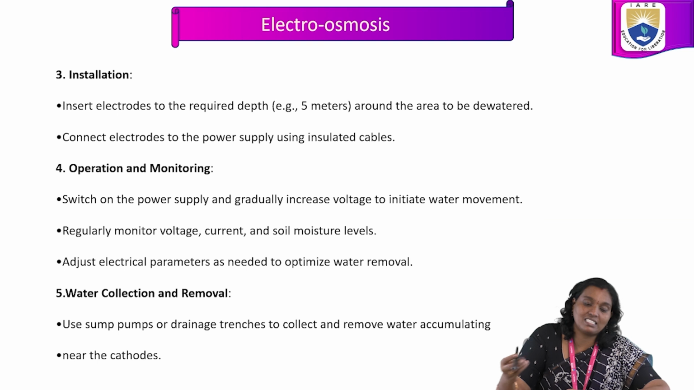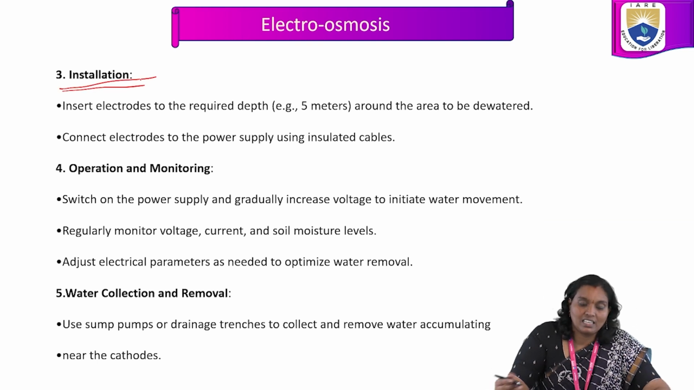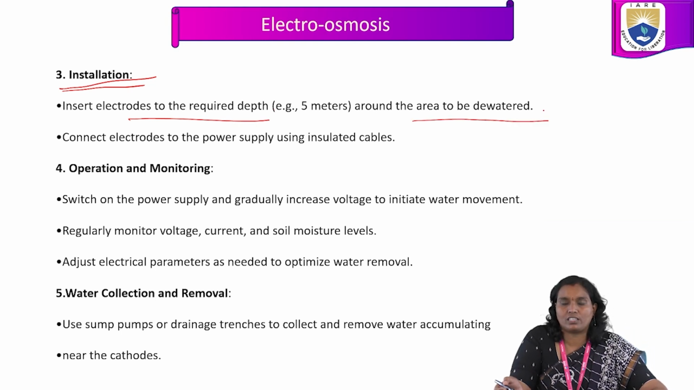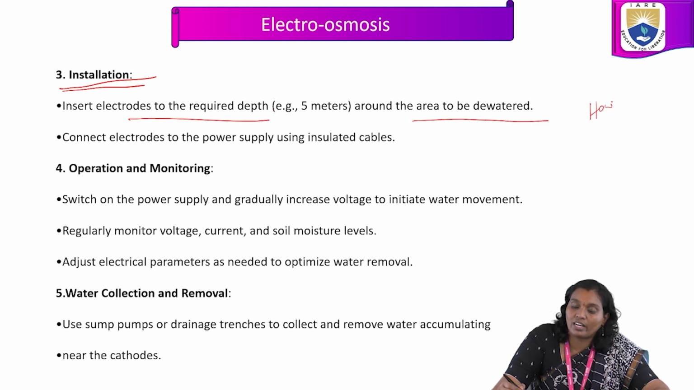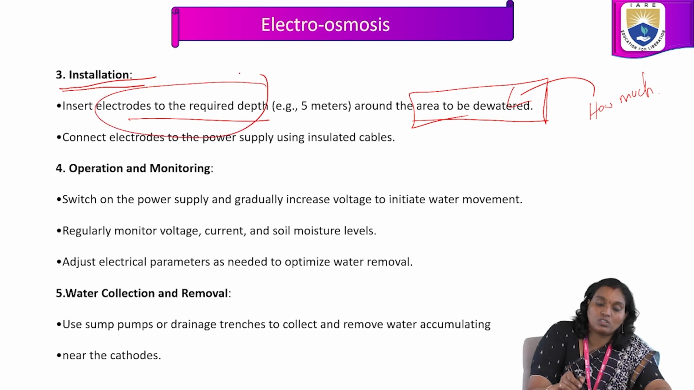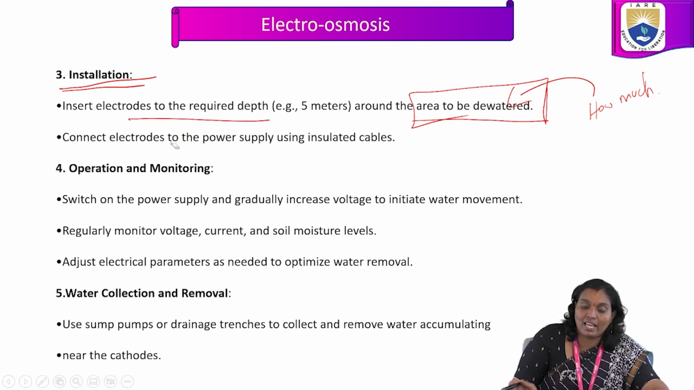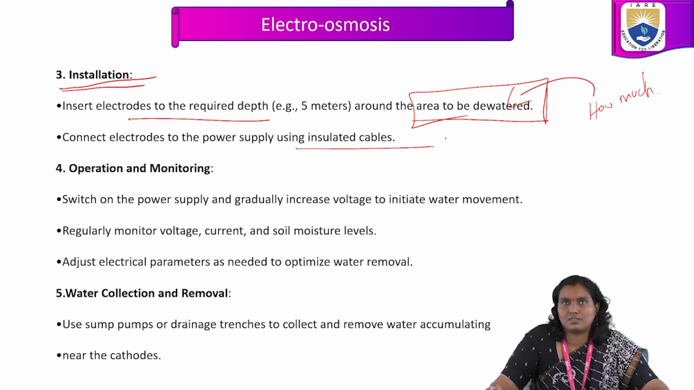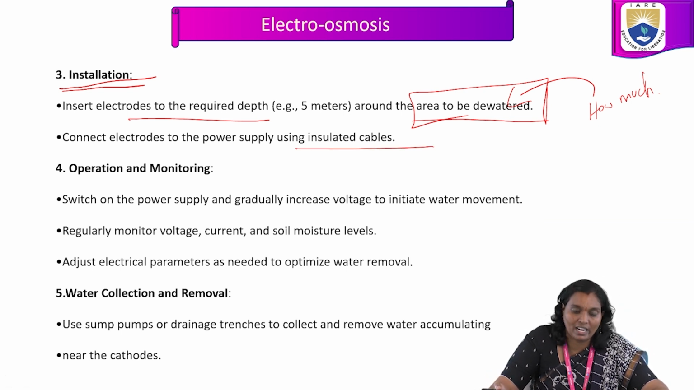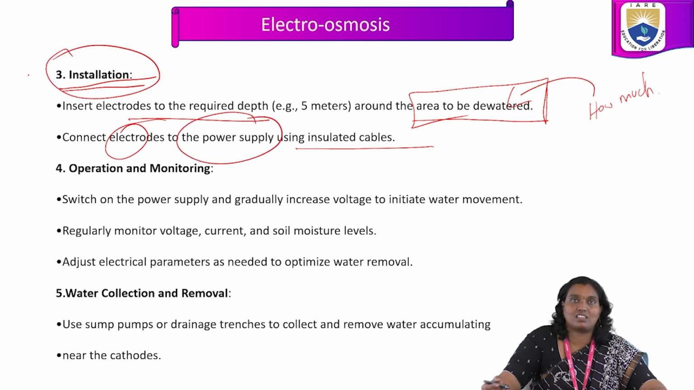The third one is installation. Insert electrodes to the required depth around the area to be dewatered. So, how much dewatering area is there? Based on that area, we are going to insert the electrodes to the required depth. Connect electrodes to the power supply using insulated cables. So, using cables, we connect the electrodes to the power supply. This comes under the installation.